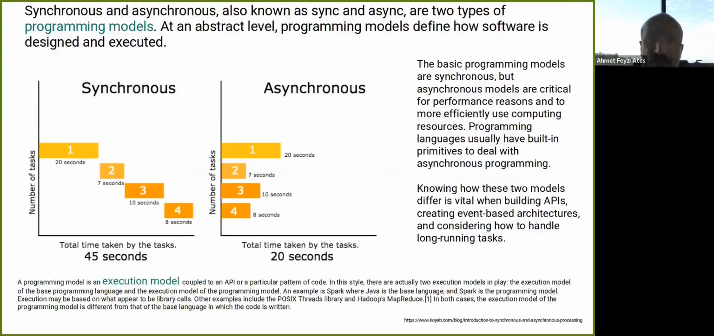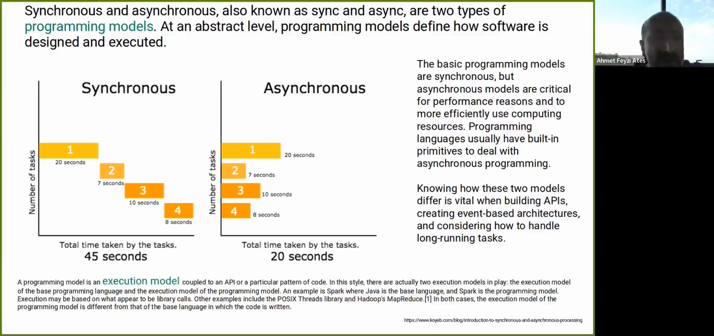Synchronous and asynchronous are also known as sync and async. Shortly, they are two types of programming models. Programming models on an abstract level means how software is designed and executed. A programming model is an execution model coupled to an API or a particular pattern of code, like Spark on Java or Hadoop's MapReduce.